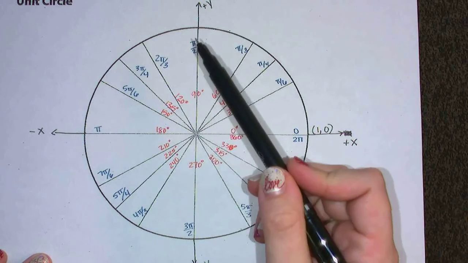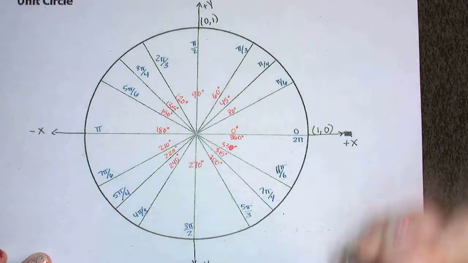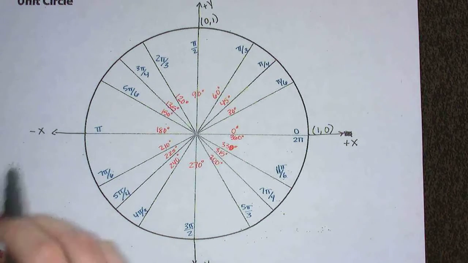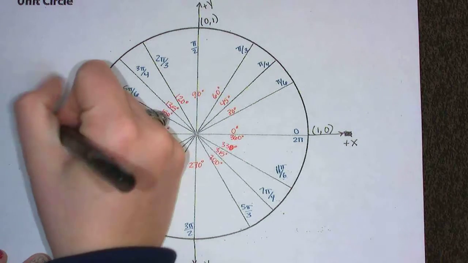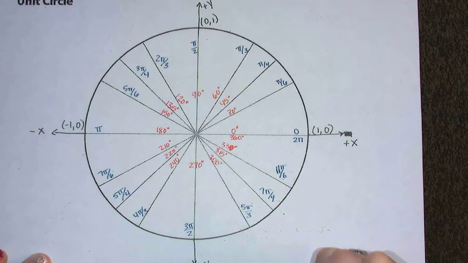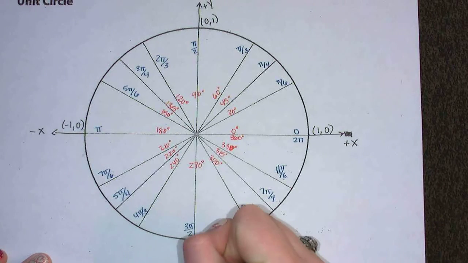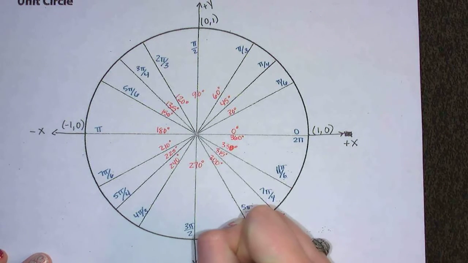Okay, up here, x is 0 and y is 1. Over here, x is -1, y is 0. And then down here, x is 0, y is -1.